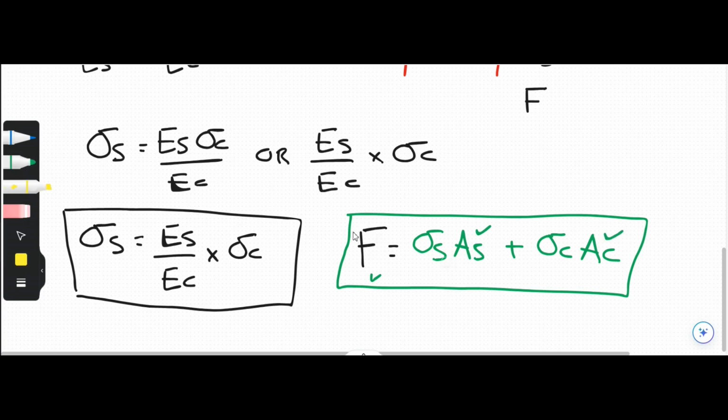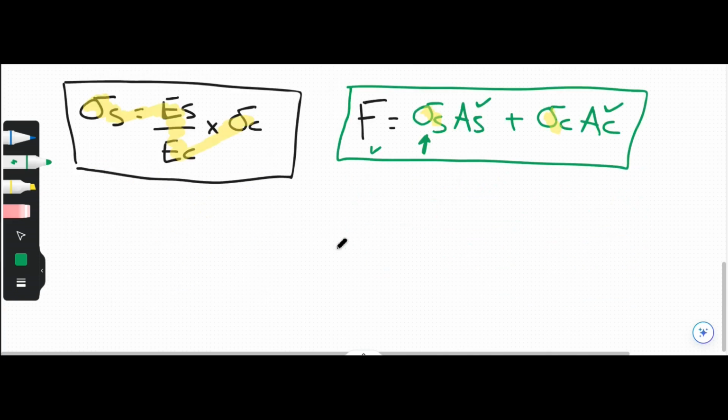Again, I've got two unknowns. I don't like two unknowns in the same formula. So what I'm going to do is take this formula here and put it in there. I'm going to substitute it in there, which will give me one unknown. So watch this.